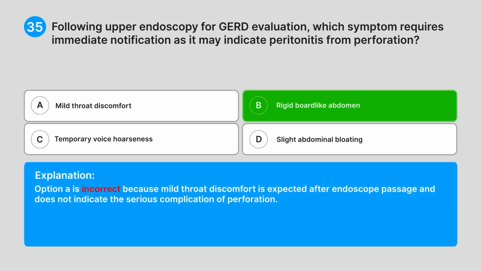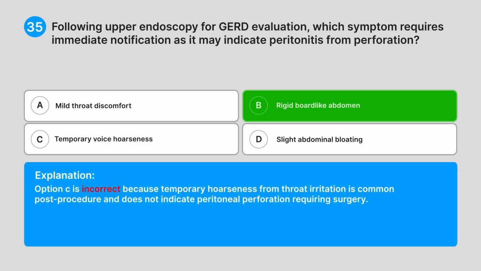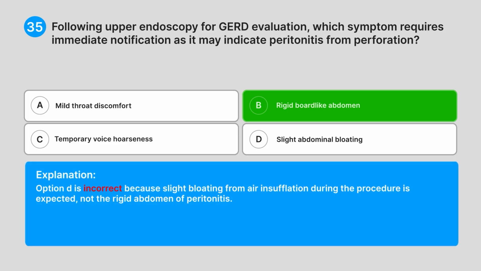Option A is incorrect because mild throat discomfort is expected after endoscope passage and does not indicate the serious complication of perforation. Option B is incorrect because temporary hoarseness from throat irritation is common post-procedure and does not indicate peritoneal perforation requiring surgery. Option C is incorrect because slight bloating from air insufflation during the procedure is expected, not the rigid abdomen of peritonitis. A rigid board-like abdomen after endoscopy is the hallmark sign of peritonitis from perforation.